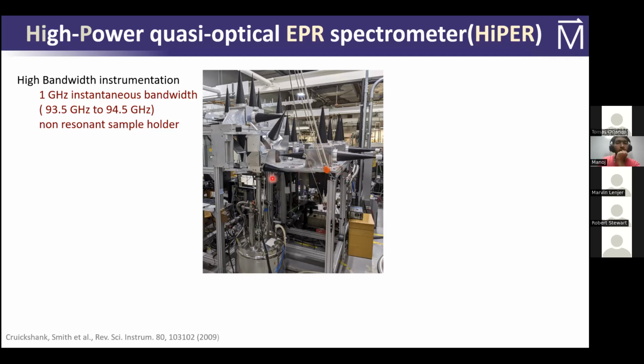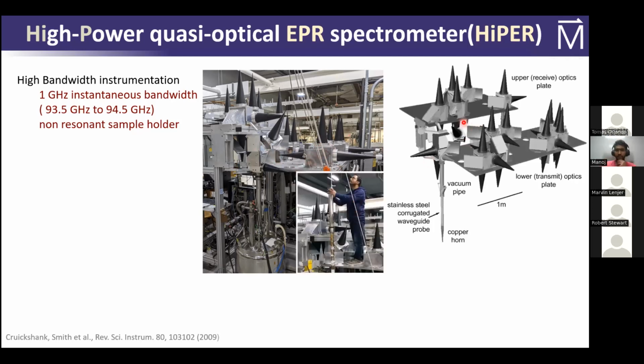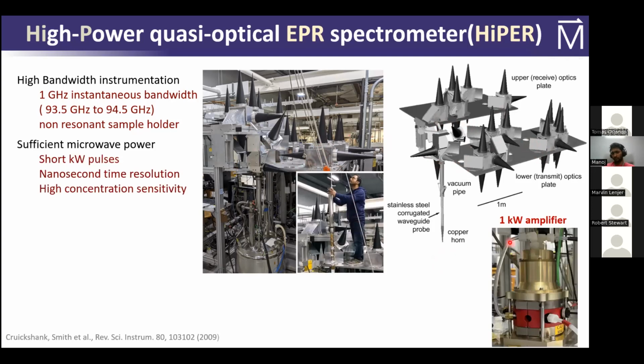So this is the HiPER image at the MagLab and postdoc CRISPR scale. And this is the schematic of quasi-optics. The quasi-optic components provide a good isolation between the source, sample and the detector. Primarily, the bandwidth of HiPER is limited by the 1 kilowatt amplifier, which limits it to 1 gigahertz. And this amplifier provides sufficient microwave power to have a nanosecond time resolution and high concentration sensitivity.